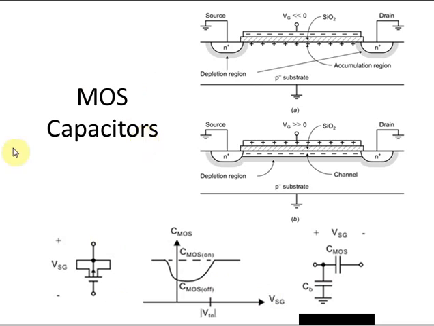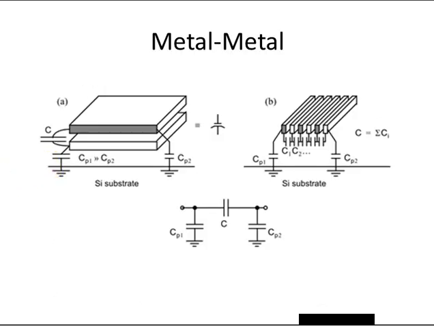Now, if that's not suitable, if what you really need is a nice linear capacitor, then usually what you would use is some sort of metal and metal capacitor. I'm using this as a very general term to denote capacitors made out of two conductive layers above the semiconductor substrate in an integrated circuit. So the simplest, most obvious way to do it is to just put two sheets of metal next to each other, and then you get a classic parallel plate capacitor.